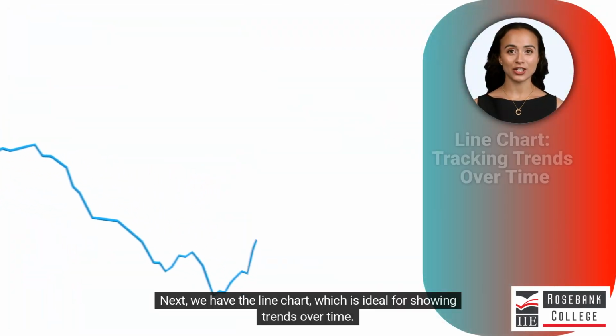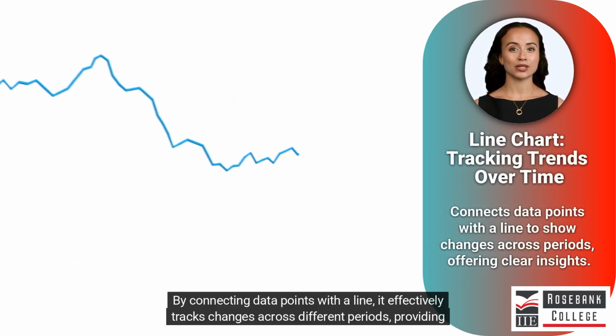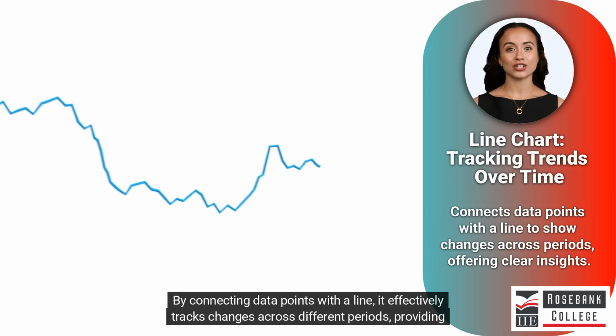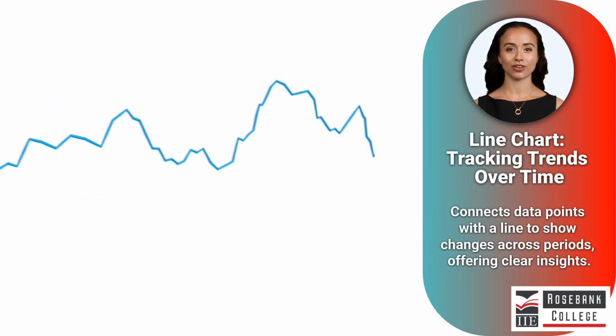Next, we have the line chart, which is ideal for showing trends over time. By connecting data points with a line, it effectively tracks changes across different periods, providing clear insights into data trends.